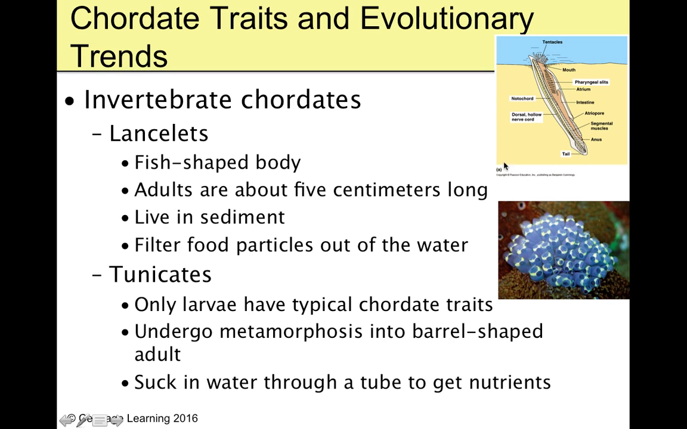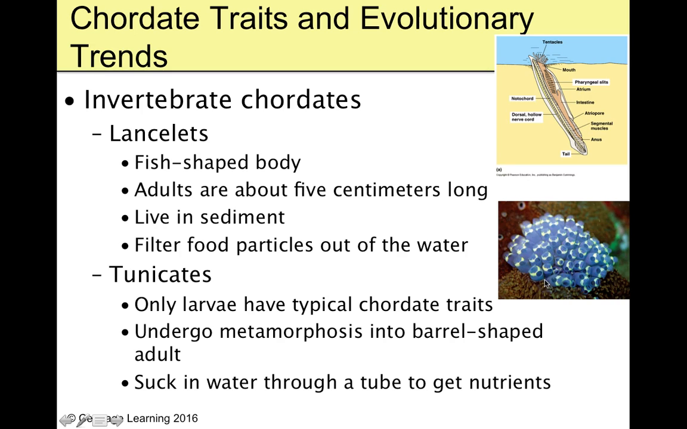So they filter feed. But they've got their hollow nerve cord right here. They've got the notochord, which gives them their shape. They have a mouth. They have a separate anus. They have muscles. They have an intestine. They have pharyngeal slits, which were their gill slits. And they have kept all of these things that made them a chordate, even in the adult form, which is pretty rare. But that's one example where you cannot have a vertebrae and still be a chordate animal.